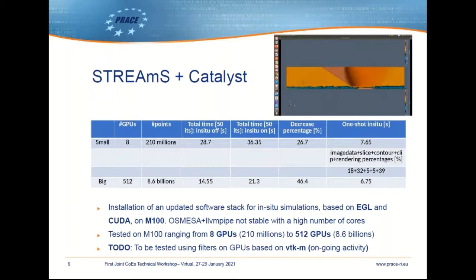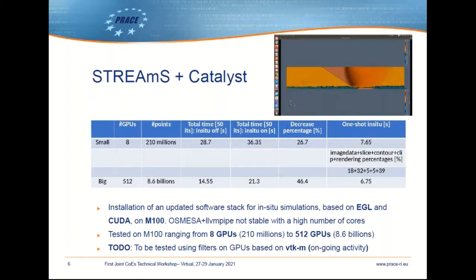Also, the number of GPUs used is different. In the small one, we use only 8 GPUs. In the big one, we are using 512 GPUs. The frequency of when the backend is called is high for this simulation, around 50. So Catalyst is called once every 50 time iterations.